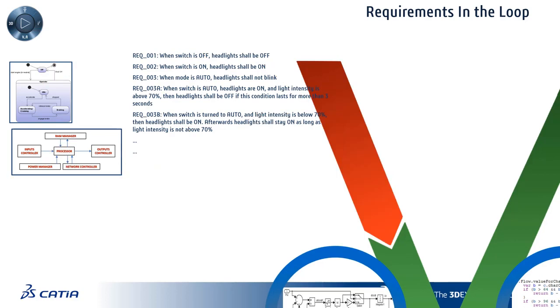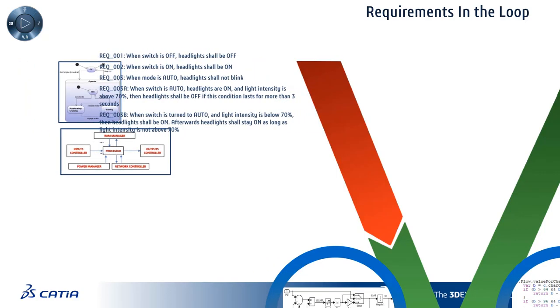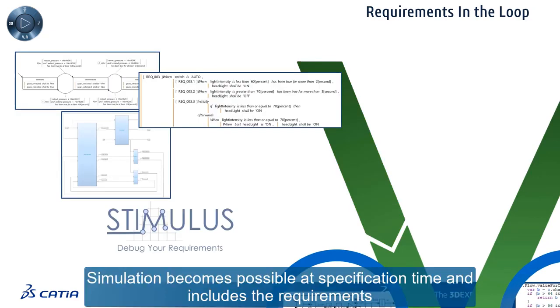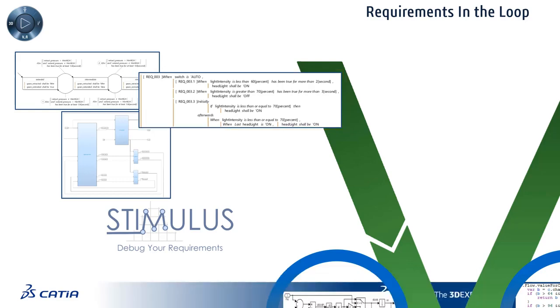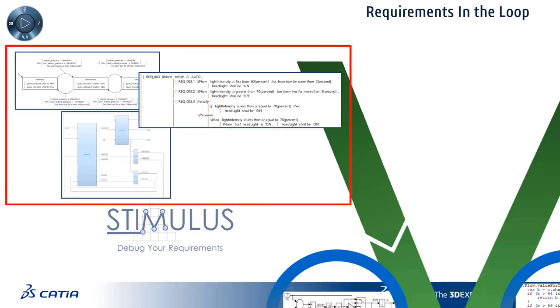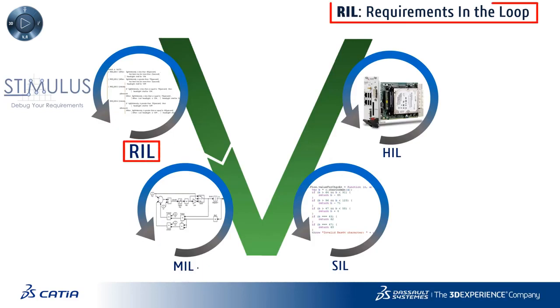ArgoSim's Stimulus tool reconciles the world of the model and the world of textual requirements, providing an earlier step for the use of simulation. Textual requirements are part of the specification and the whole can be simulated. They are in the loop.